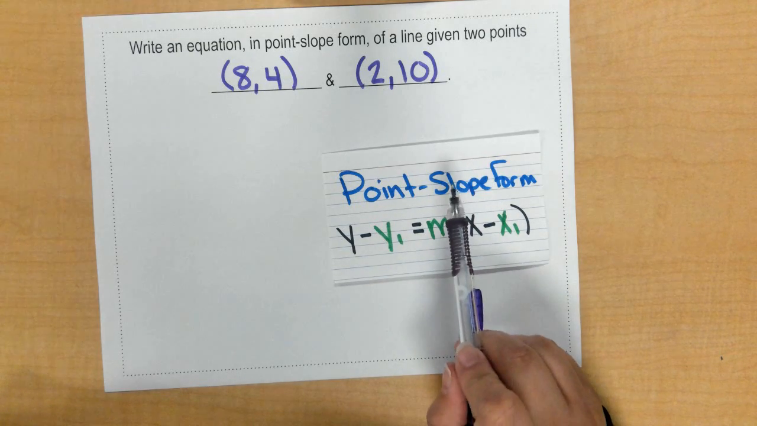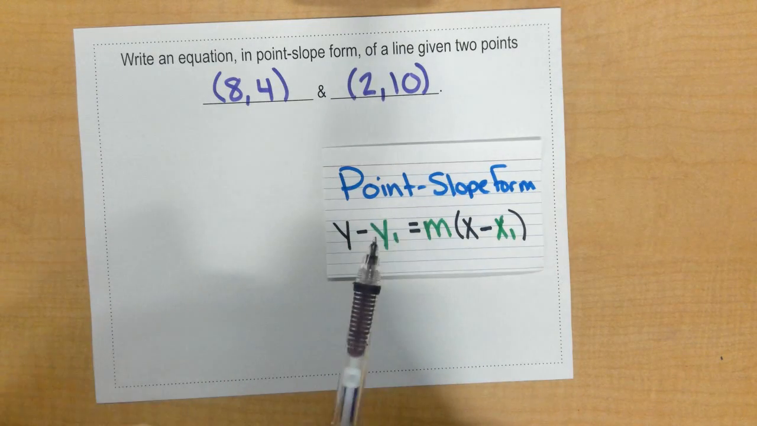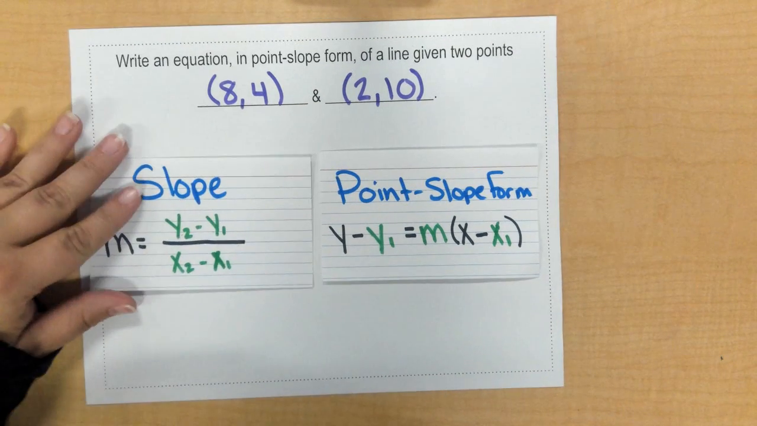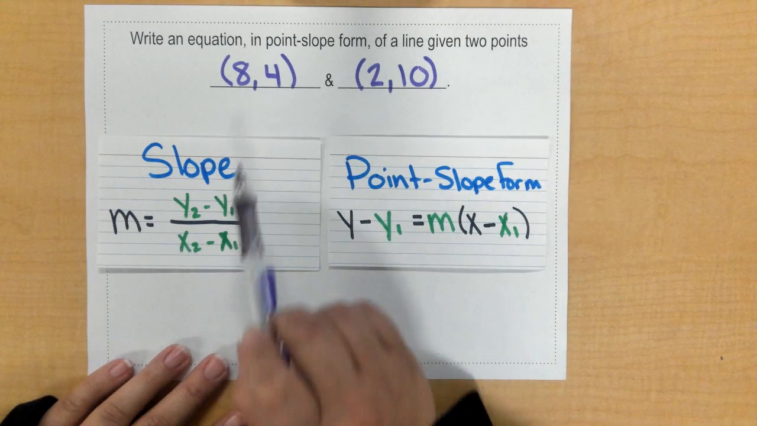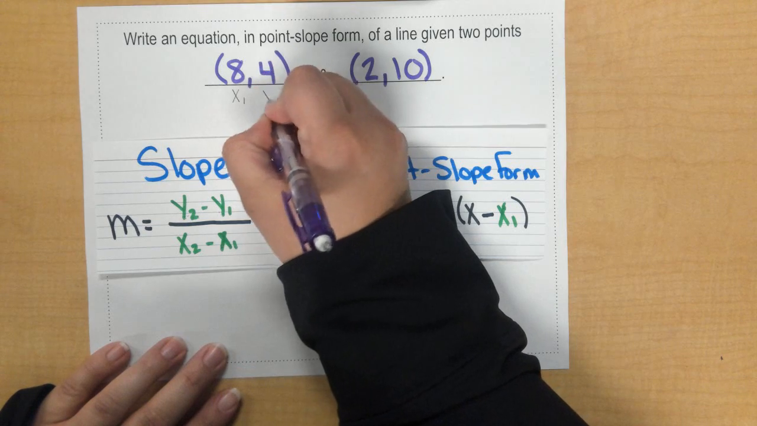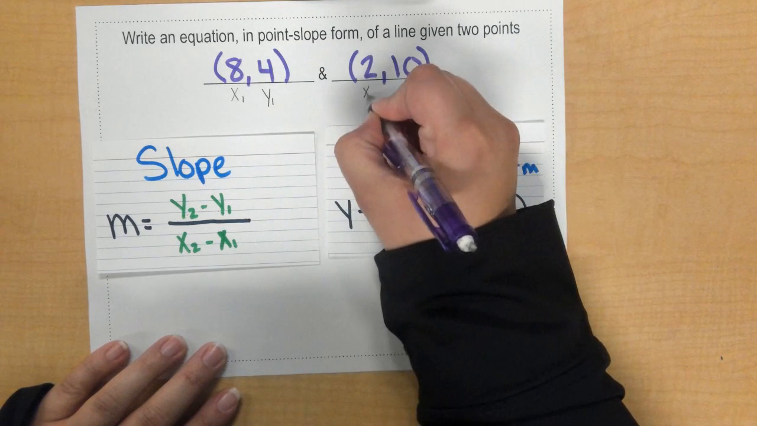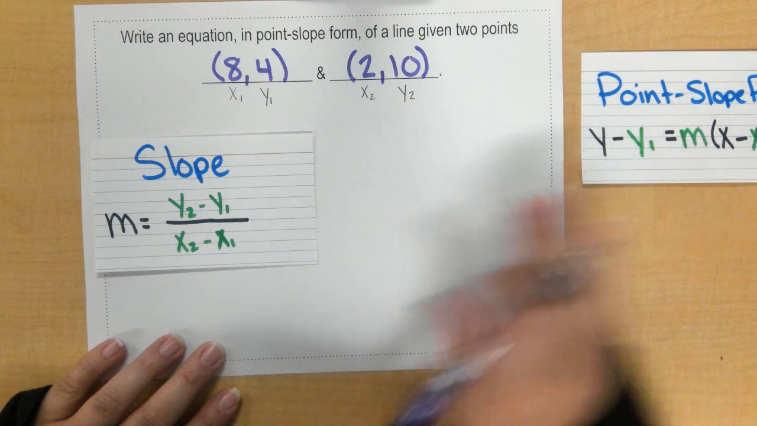And we need a slope. So how do we go about finding slope? Well, we would need this formula here. Okay? So in order to find this answer, we need to label these points. Okay, so I've got x1, y1, and x2, y2. Put this to the side for right now.